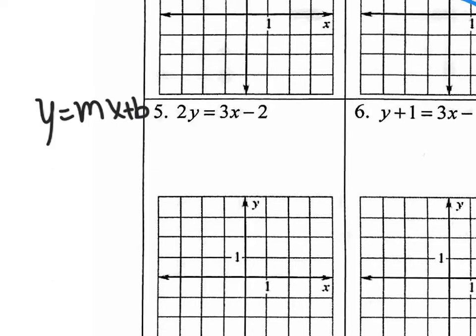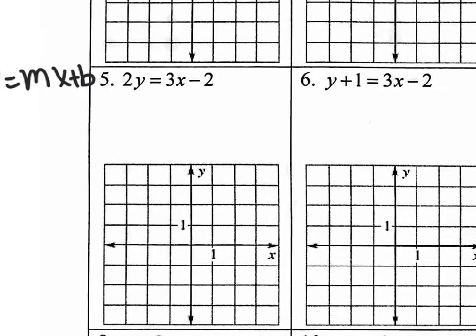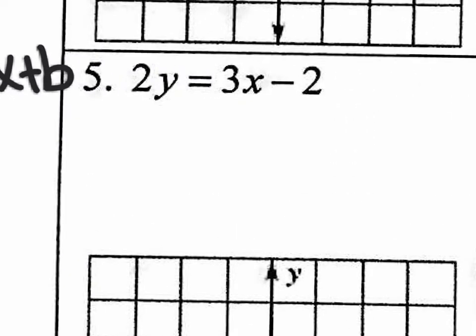Again, form means the way it's organized, the way it looks. Y is by itself. There's a number in front of x. That's your m. And there's a number that's being added or subtracted at the very end. That's your b, which is your y-intercept. As you can see right here, the y is not by itself. So you need to first get the y by itself on number 5. So let's get rid of that 2 by dividing everything by 2.